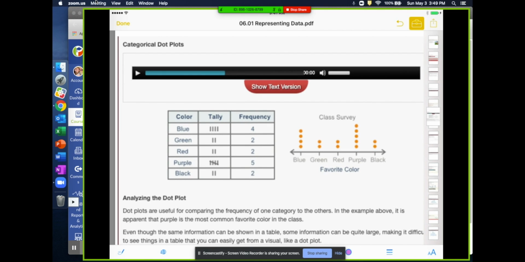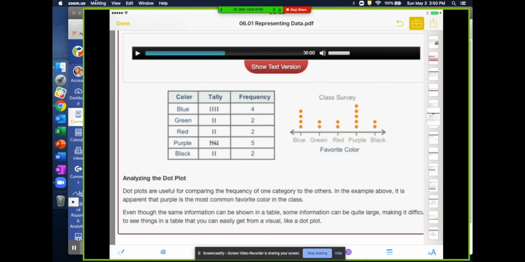So 8 had 1, 9 had 2, so on and so forth. They did label it class activity. They have the x-axis labeled number of dandelions, and this is how you represent data very visually, and it's clear to see that 10 is the largest average that they had.